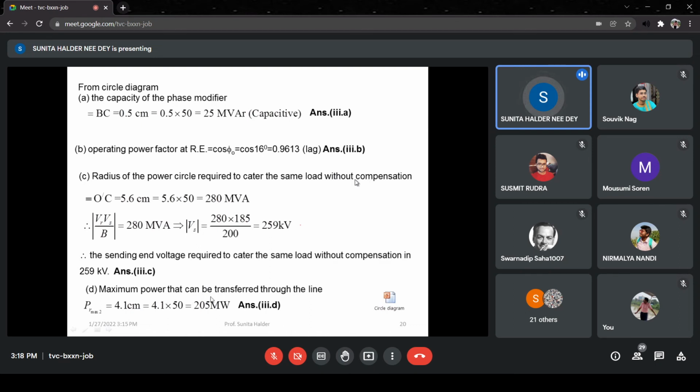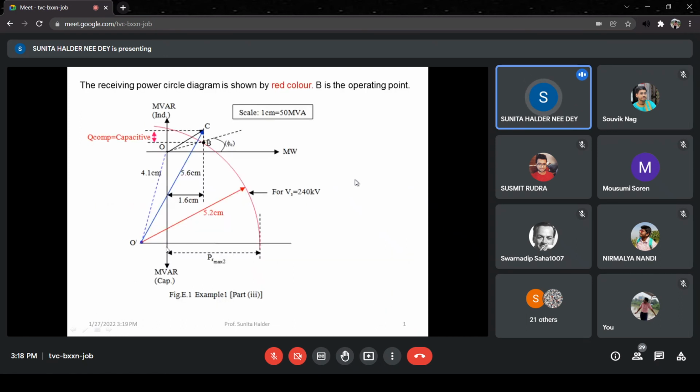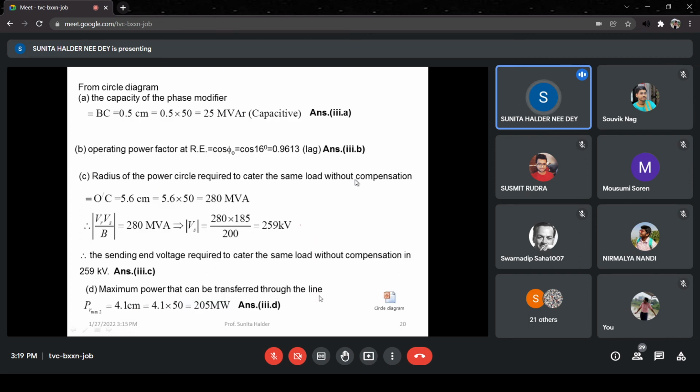Maximum power that can be transferred to the line, you can get from the horizontal projection. This is the horizontal projection, this one, 205 megawatt.